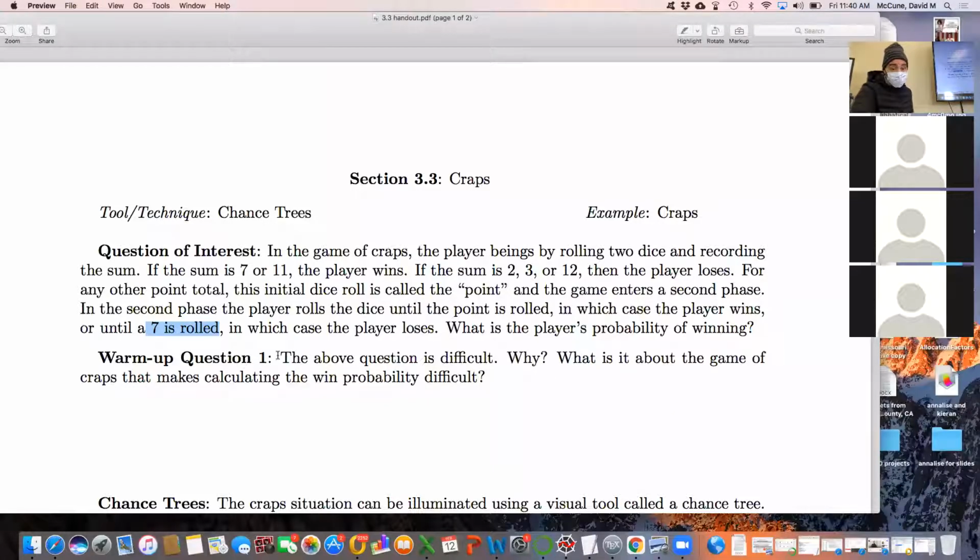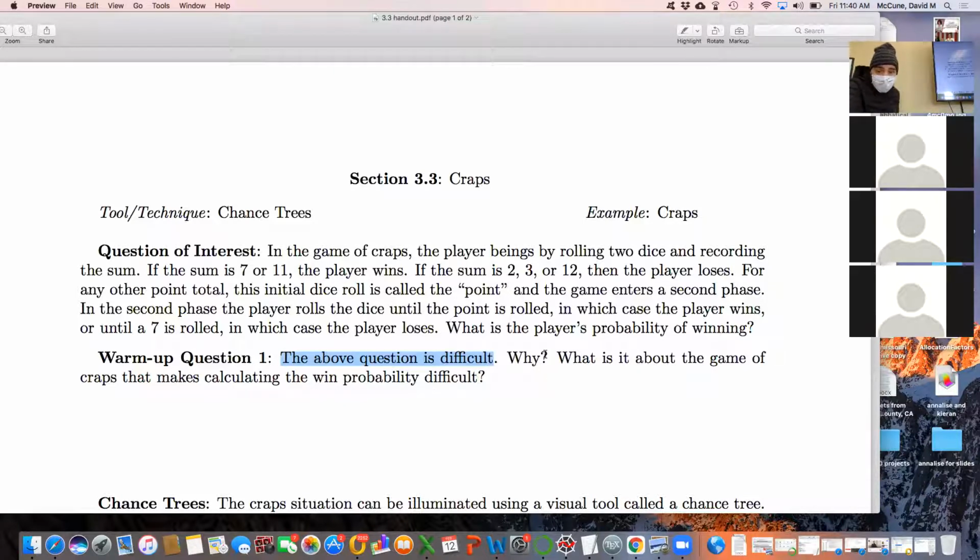Okay, so the first question is, thinking about the win probability here is difficult. Why is that difficult? Yeah, that's certainly true. There's not really an equal weighting to this game. Probably rolling a 2 is different from rolling a 7, that's true. That can make the problem hard.